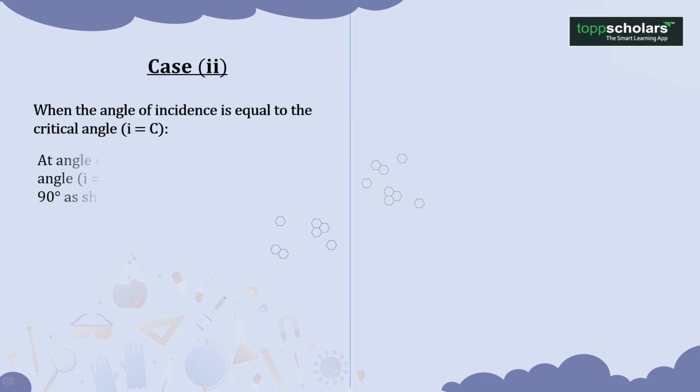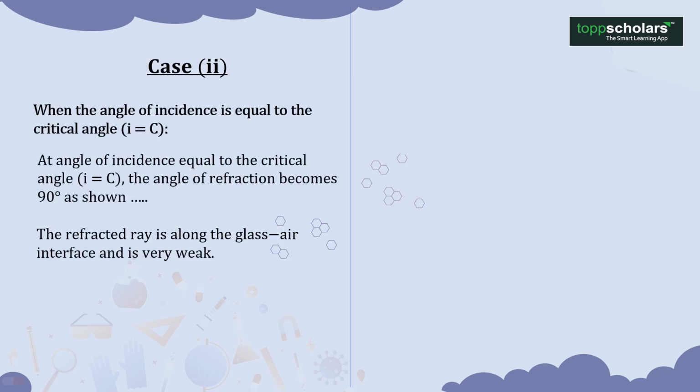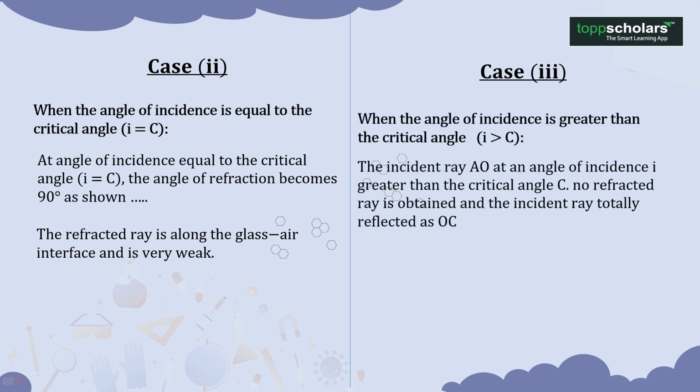Case 2. When the angle of incidence is equal to the critical angle, i is equal to c, the angle of refraction becomes 90 degrees as shown. The refracted ray is along the glass-air interface and is very weak. Case 3. When the angle of incidence is greater than the critical angle, i is greater than c, the incident ray AO at an angle of incidence i greater than the critical angle c, no refracted ray is obtained and the incident ray is totally reflected as OC.